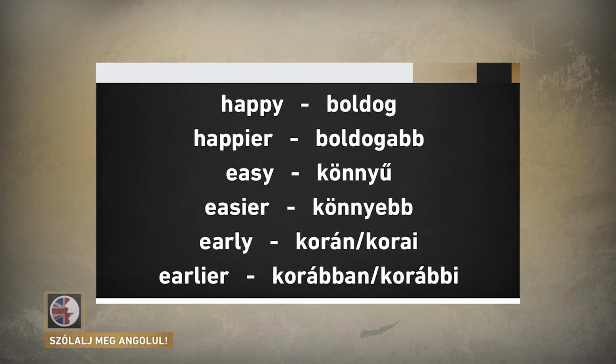Okay, great. So now we know how to make comparative forms for different adjectives. Short adjectives, those adjectives with one syllable, are easy. We just add ER. If the adjective ends in vowel plus consonant, we double the last letter and then add ER. If the adjective ends in Y, then we replace the Y with IER to make the comparative form.